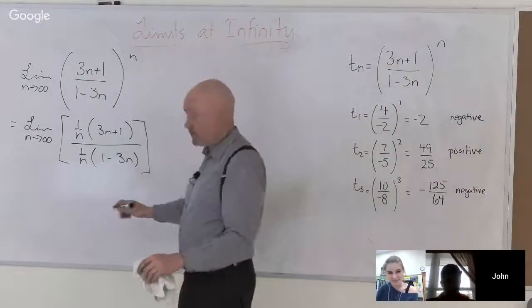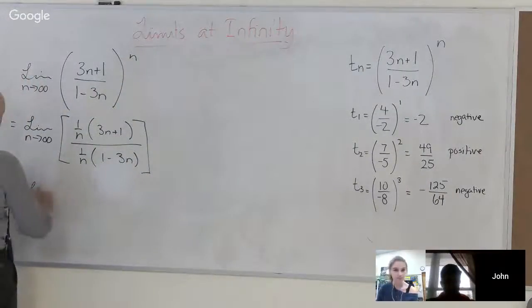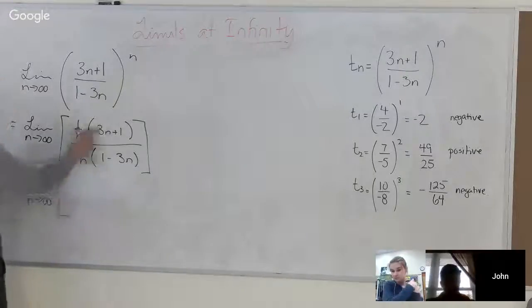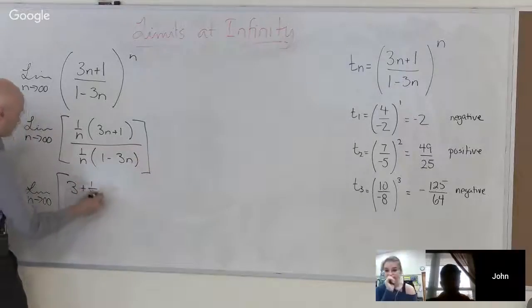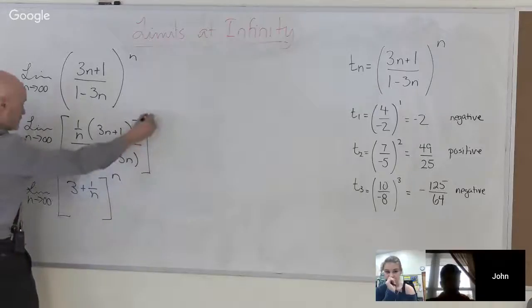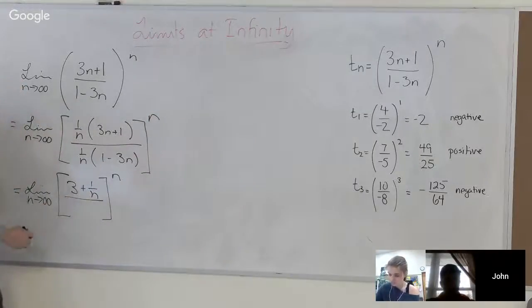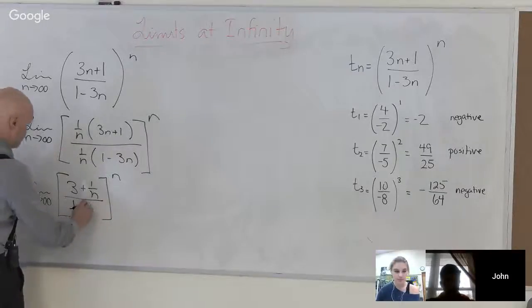Okay, I'll go down here. It's 3n over n is just a 3, plus 1 over n as n goes to infinity. Oh, I forgot to put a big n up there, everybody. And this becomes 1 over n minus 3.